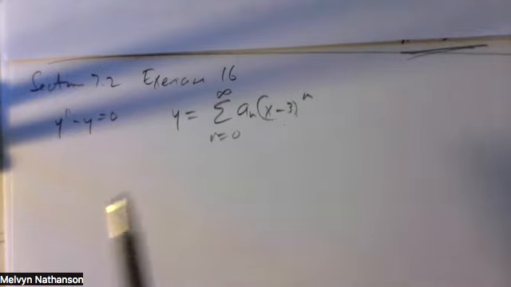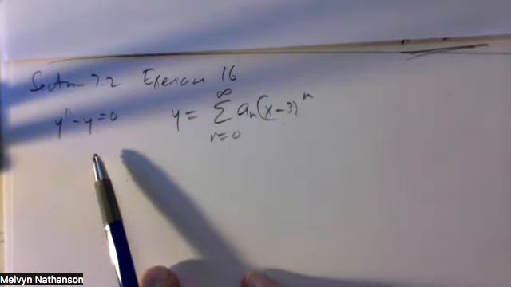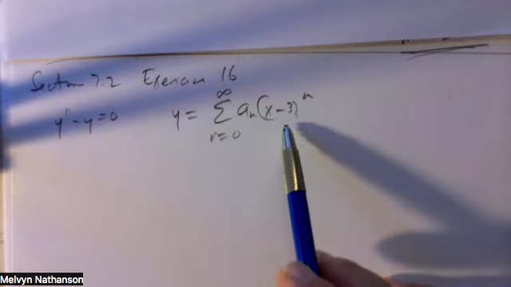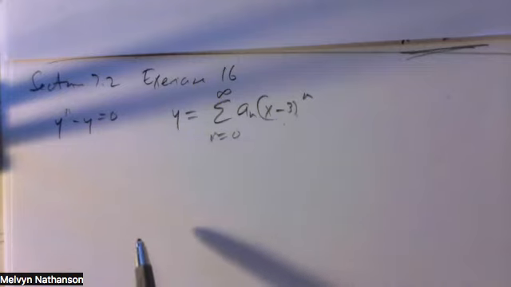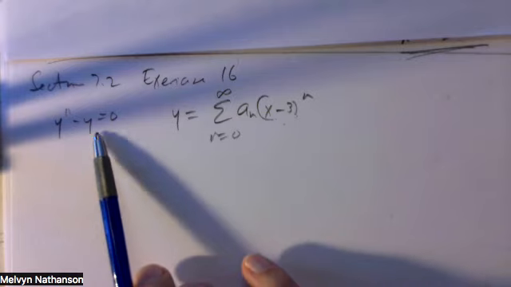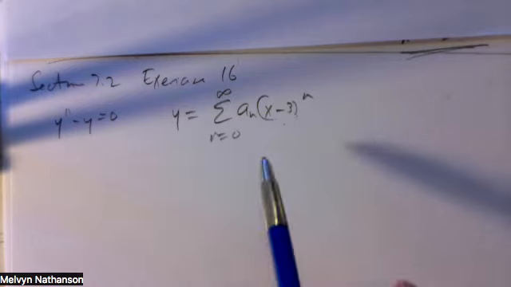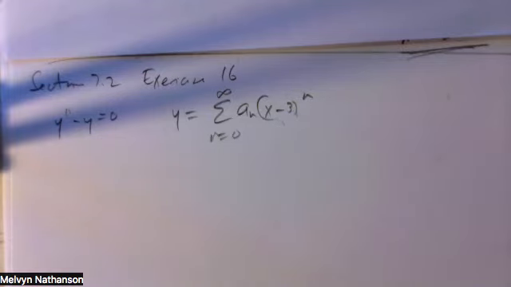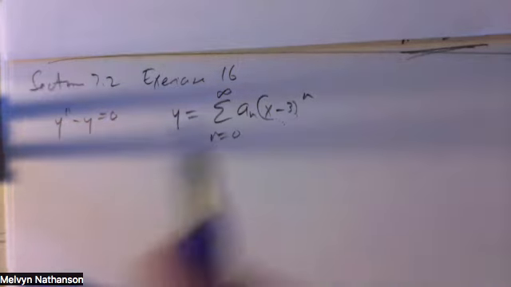So this is what we're doing. Section 7.2, exercise 16. We have the differential equation y'' - y = 0, and we want to find a power series in x - 3 that solves this equation. Of course, we know for this differential equation, the general solution is the cosine and the sine, but we want to find the solution with a power series centered at 3 and not centered at 0. So the algebraic manipulations are always the same.